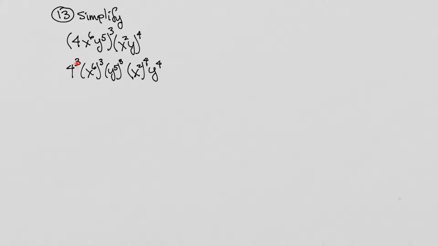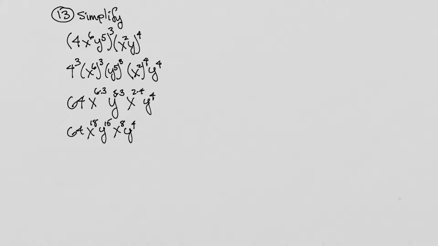Now, here, 4 cubed, we can do that. 4 times 4 is 16, times 4 again is 64. And then x to the 6th cubed. Now, we're raising a power to a power, so we're going to multiply these exponents. So we're going to get x to the 6 times 3. Same thing with the y to the 5 times 3, with the x again, x to the 2 times 4, and the y to the 4. Now let's make these multiplications. 64 x to the 18th, y to the 15th, x to the 8th, y to the 4th.